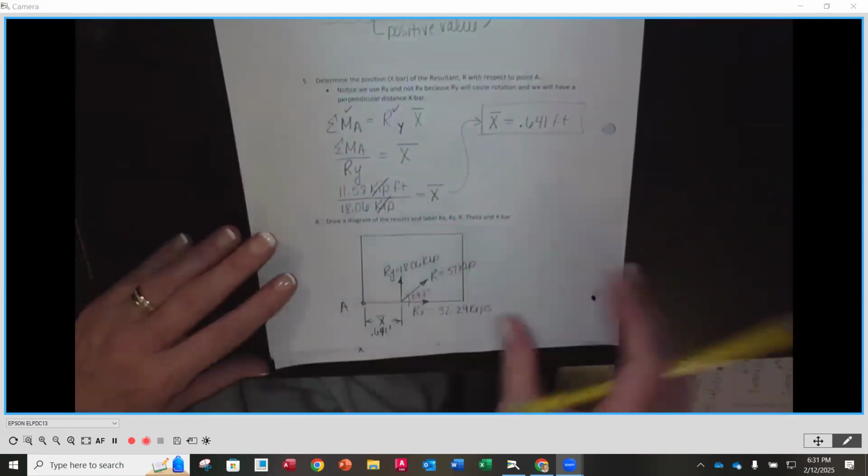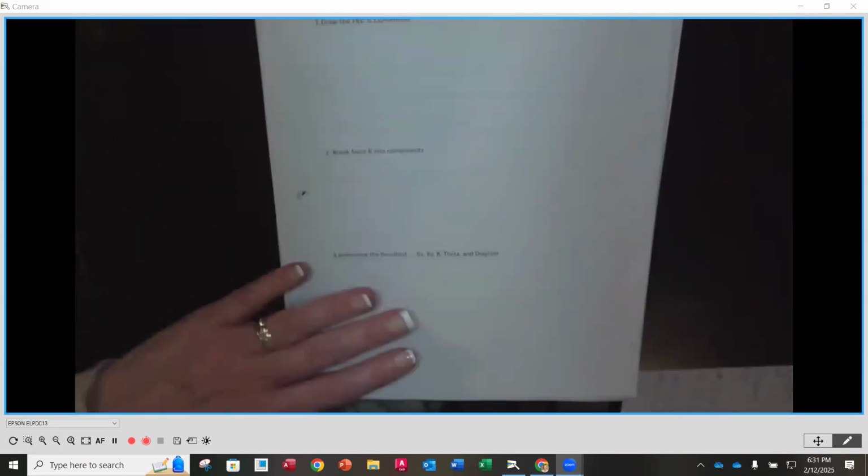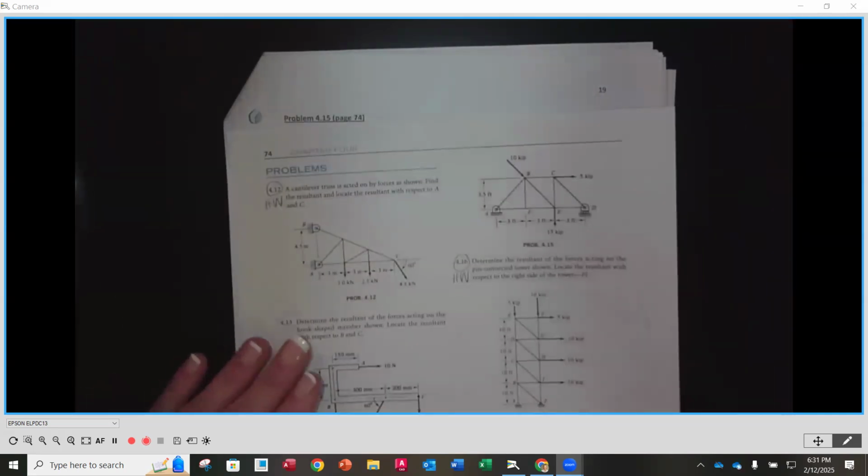I'm going to sneak this back in here. Let's turn the page. Let's look at another problem, okay, that is going to use this same process. And this is going to be problem 415, which is on page 74 in your book. So let's go to page 74. Okay, this is actually the problems area, but I didn't want to just give you one example to base your homework on.